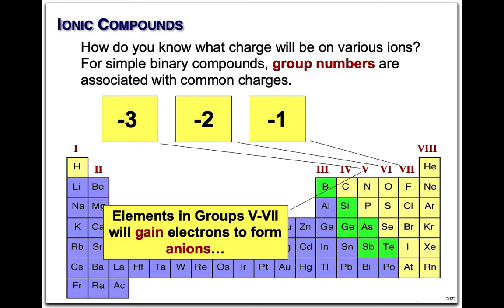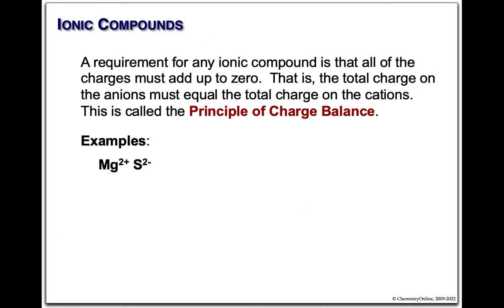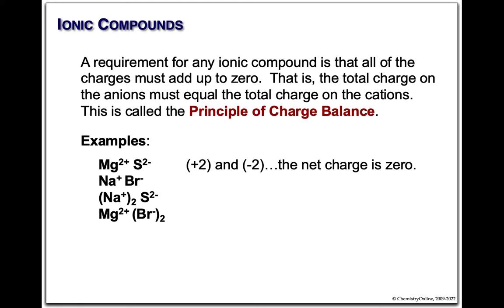When you're building a molecule, you have to remember that the ionic compound you build has to be neutral. This is called the principle of charge balance. You must have the same number of cation charges as you do anion charges. Magnesium and sulfur. This is group 2, this is group 6. +2, -2. Put them together, we get a net charge of 0. Sodium bromide, +1, -1, again 0.